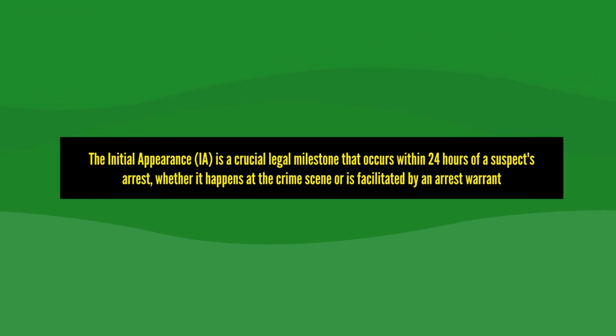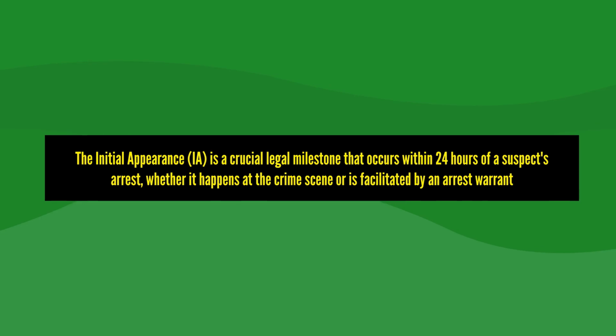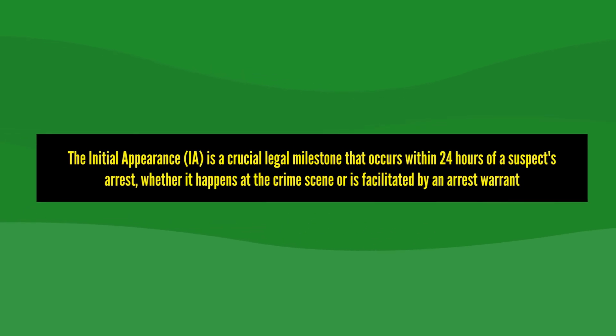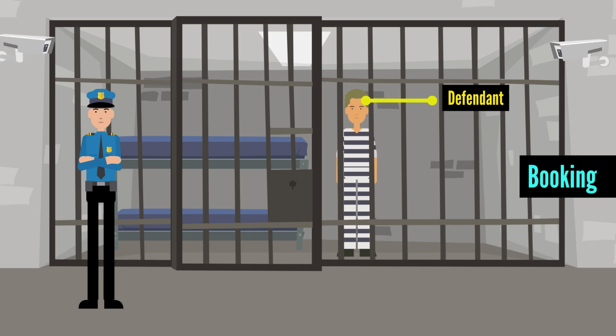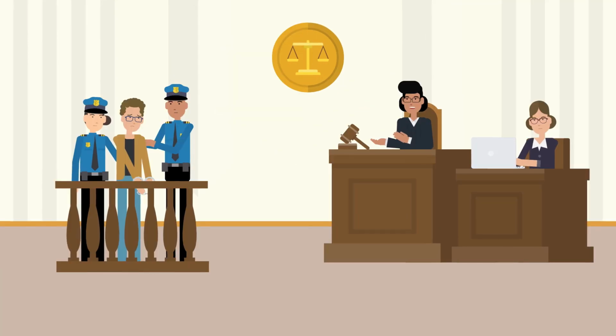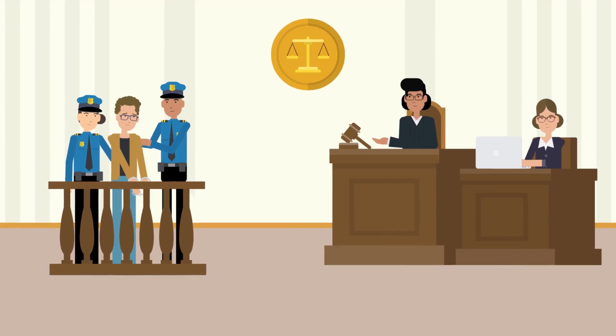Arrest, initial appearance. The initial appearance, IA, is a crucial legal milestone that occurs within 24 hours of a suspect's arrest, whether it happens at the crime scene or is facilitated by an arrest warrant. During this process, the suspect, now officially termed a defendant, is taken to jail and processed, a procedure known as booking, which essentially registers them in the criminal justice system as having committed a specific offense. Notably, even suspects who receive a grand jury summons are mandated to participate in an initial appearance. At the IA, the defendant makes their first appearance before a judge or commissioner, and several key events transpire.